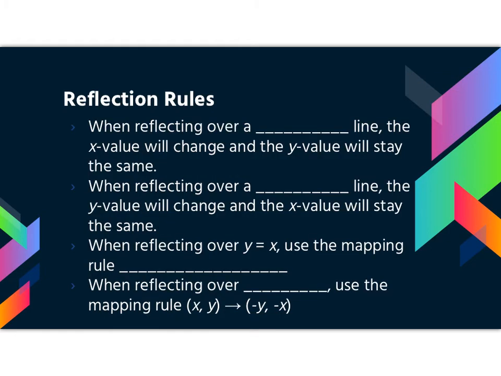When reflecting over a vertical line, the x value from your coordinate will change and the y value will stay the same. But when you reflect over a horizontal line, the y value will change and the x value will stay the same.